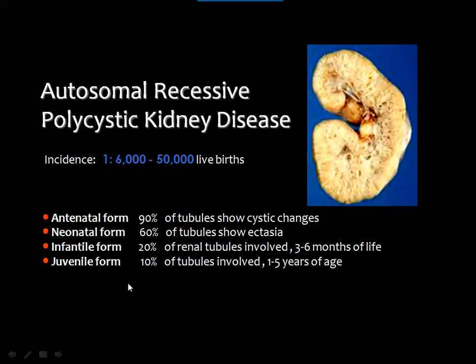And we have four forms of the disease: the antenatal form, where 90% of the tubules will show cystic changes; the neonatal form, where about 60% of the tubules will show cystic changes; the infantile form, where 20% of the renal tubules are involved, and the presentation will be in the range of 3 to 6 months of life; the juvenile form, which is the milder form, where 10% of the tubules are involved. The presentation is usually seen around the age of 1 to 5 years.